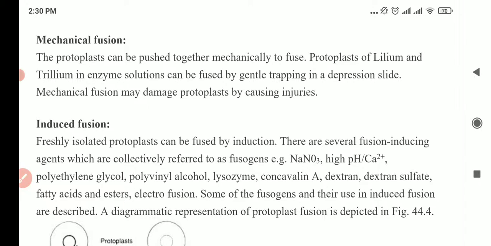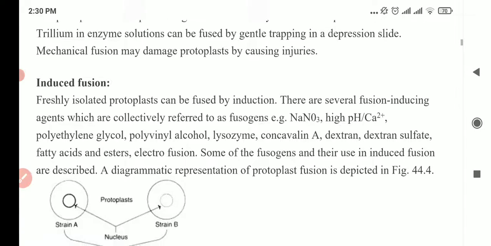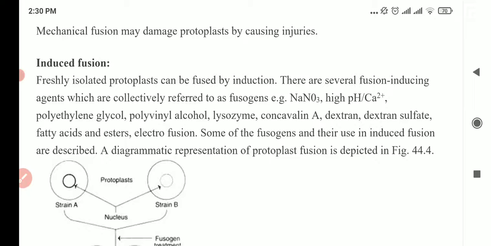You can just push them together mechanically. You squeeze them together and then you can fuse them by tapping on a slide also. But this can cause damage. So let's look at the induced fusion.